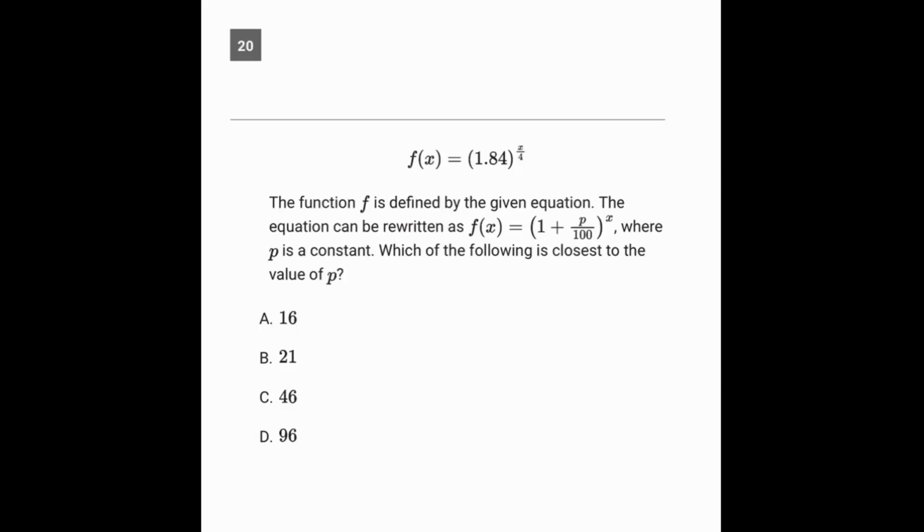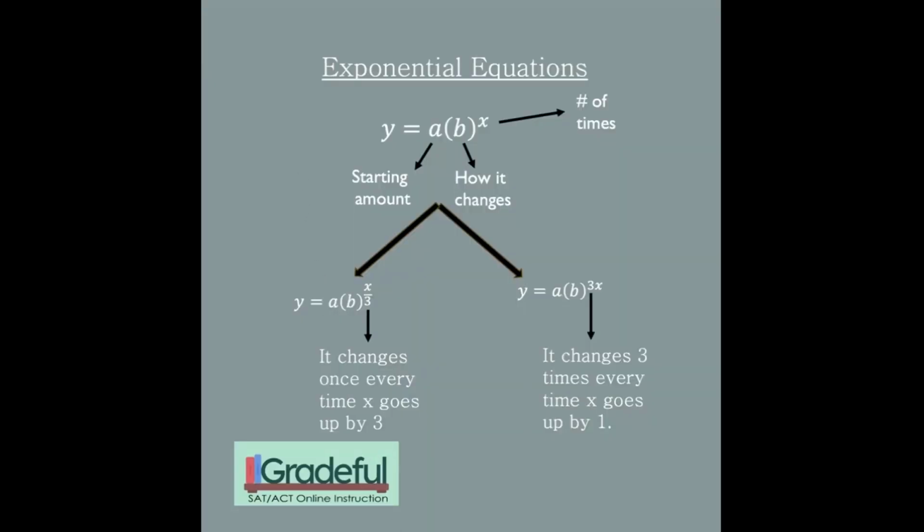Now going over to question number 20, before we get into it, let's review exponential equations. So our main exponential equation, a times b to the x, says that a is the starting amount, b is the way it changes, and x is the number of times that all happens. Now the two main variations would be if instead of x you had x over 3 for the exponent, that means this thing is going to change once every time x goes up by 3. So for instance, if we're dealing with time, it would change every 3 months.